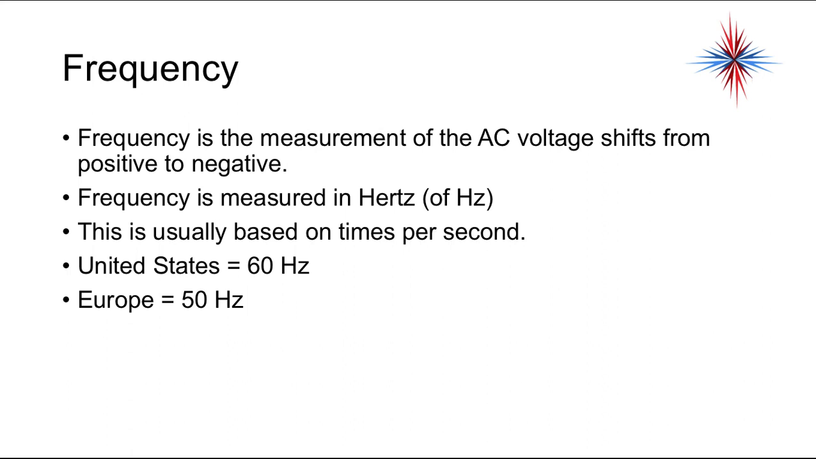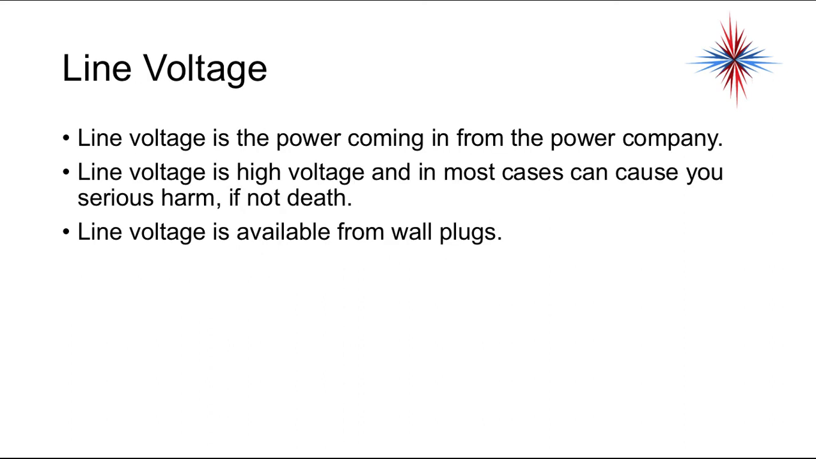In the United States, the frequency of all power systems is 60 hertz. Now in Europe, it's 50 hertz, so it's very important to take a look at labels on systems that someone may have purchased, and make very sure you have a system that is set up for 60 hertz. Now, line voltage is another term we're going to talk about. Line voltage is the power coming in from the power company. Line voltage is high voltage and in most cases can cause you serious harm, if not death. Line voltage is available from wall plugs.